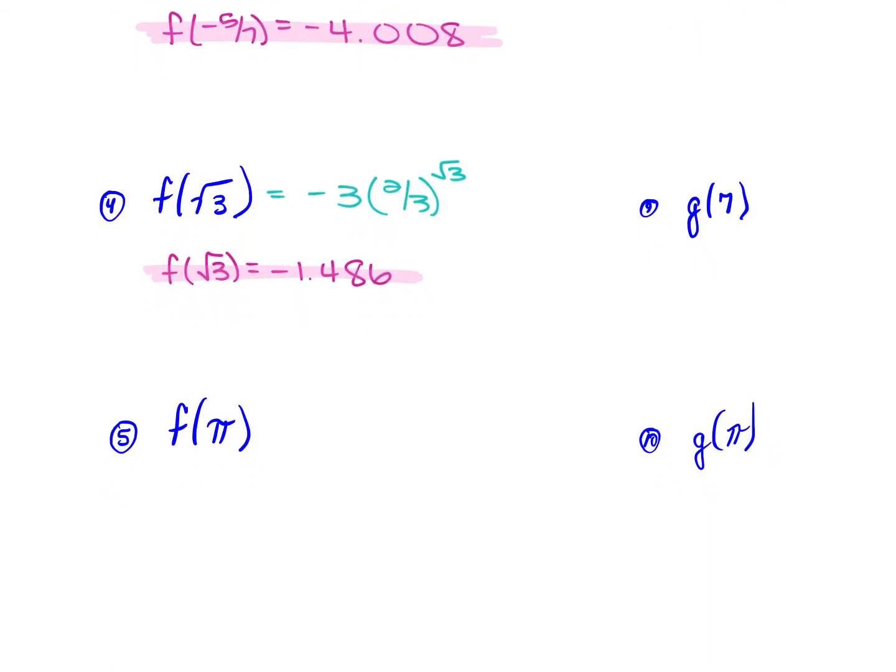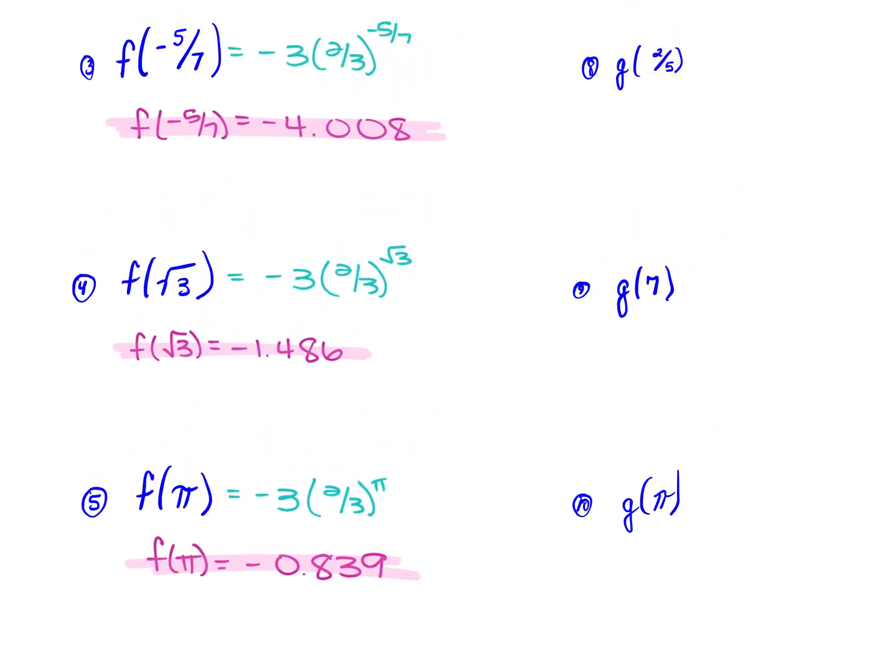And then number 5, we're doing f of pi. So it's going to equal -3 times 2/3 to the power of pi. We use our calculator. We get that f of pi is -0.839.